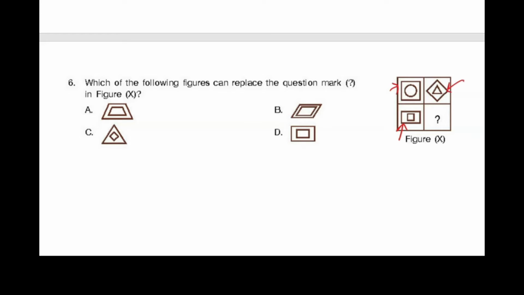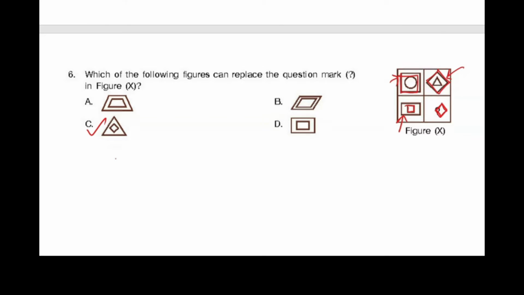If we focus here, we have a rhombus outside. That means the outside figure will come inside, so the rhombus needs to be inside. As the square was the outside figure, it is inside now. The rhombus is the outside figure, it will be inside. Where the rhombus is inside, it's on option C. So option C will be the correct option. Now let's move to the next question.